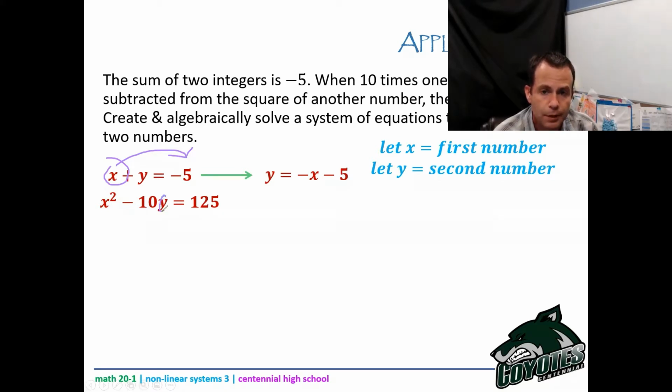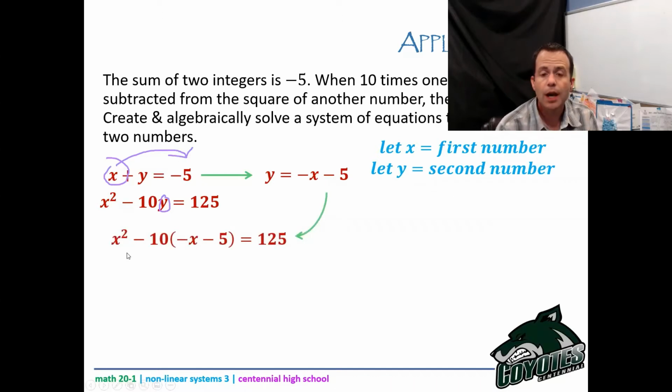Okay, so I'm going to rewrite the equation, but instead of saying x squared minus 10 times y equals 125, I'm going to say x squared minus 10 times, well, what's y now? I can write it as -x minus 5. So in place of that y, I'm going to write -x minus 5, and that would look like this.